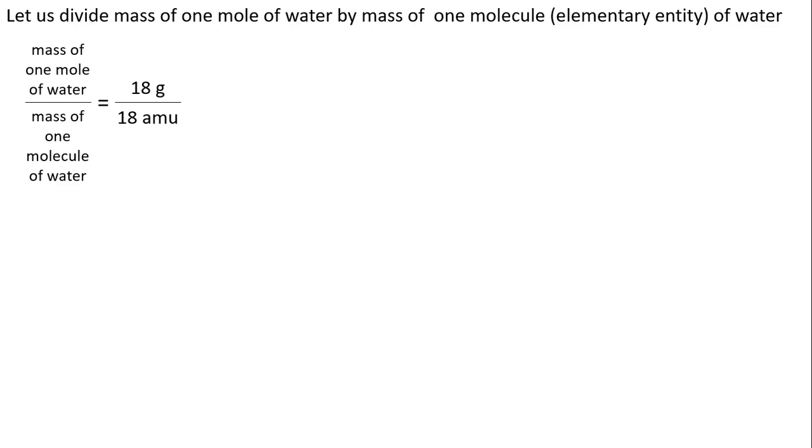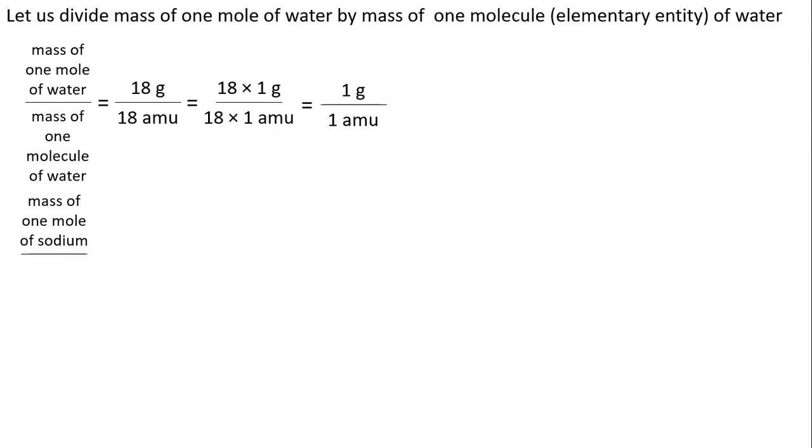Now we can write it like this. We can see there are 18 in the numerator as well as the denominator. So we can reduce this equation to 1 gram over 1 amu. Let's try that same thing with another substance, and the substance is sodium.